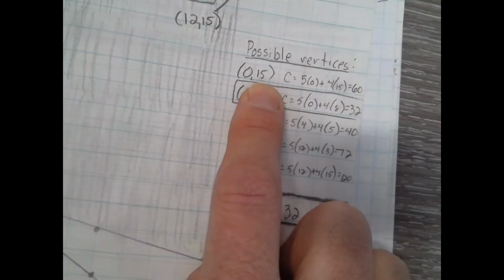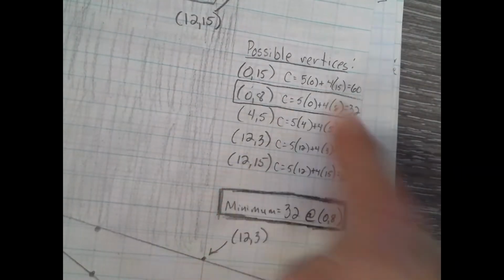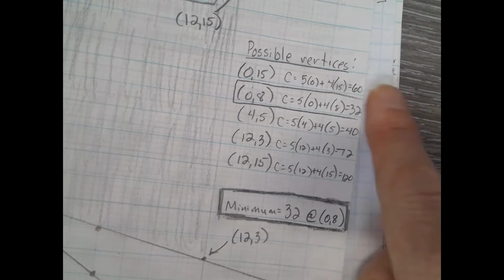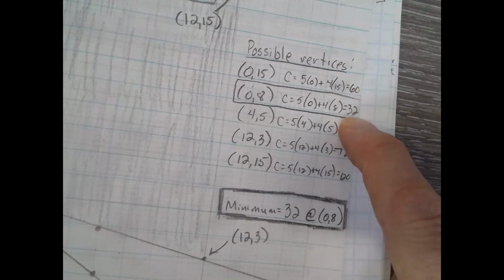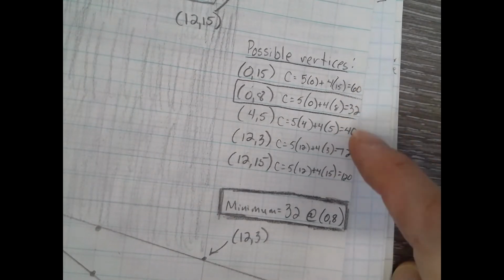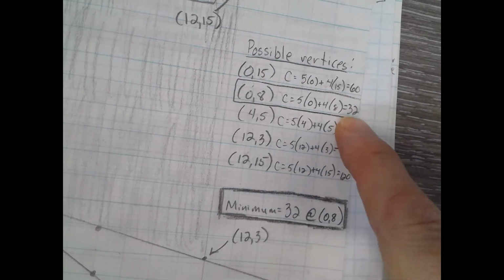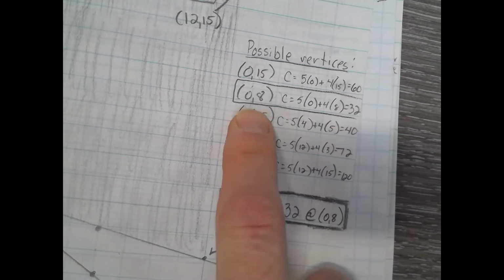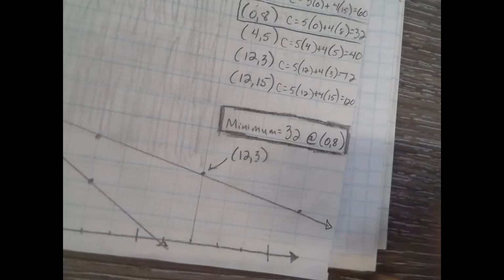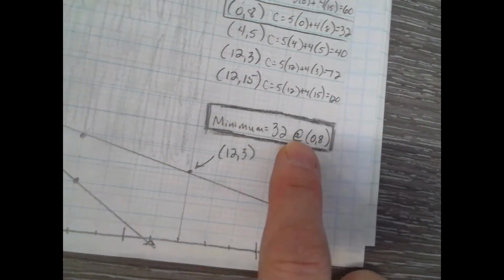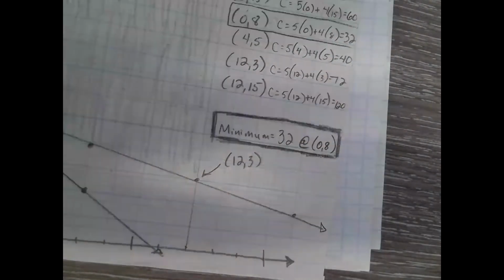So we plug (0, 15), our first one, and all of these into our function, and we're trying to minimize it, so it looks like a minimum is right there. We get 60, 32, 40, 72, and 120. That's where our minimum occurs, (0, 8). So our minimum is 32, and it occurs at (0, 8). That would be our solution.